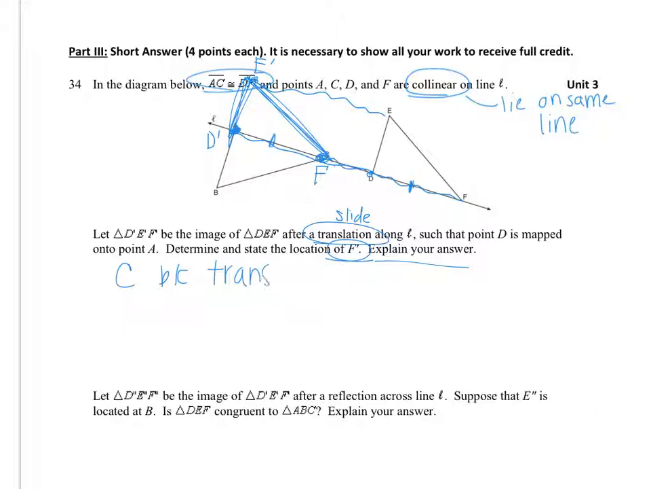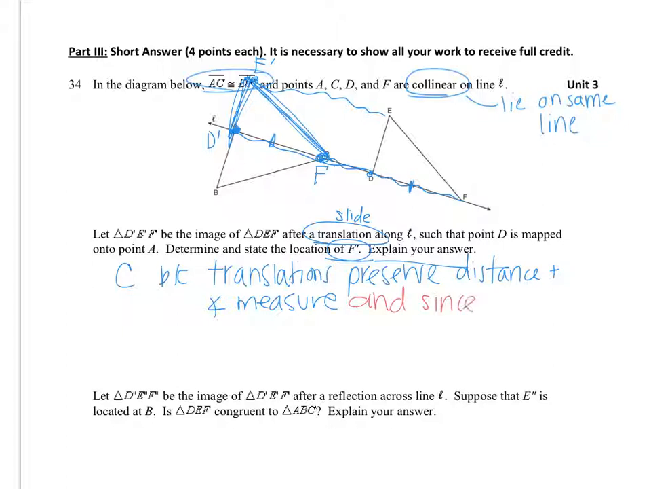Translations preserve distance and angle measure. Now, unfortunately, that's not enough to get you full credit. We have to say, and since AC was congruent to DF, with D mapping to A, then F must map to C.